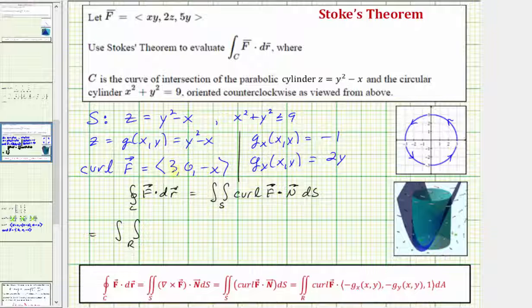So if any of the components of the curl of f had a z in it, we'd have to substitute y squared minus x for z. Notice in this case, though, we don't. So the curl of f is angle bracket 3, comma 0, comma negative x. And then we have dot angle bracket, the opposite of the partial of g with respect to x, which would be positive 1, comma, the opposite of the partial of g with respect to y, which would be negative 2y, comma, 1, angle bracket, differential a. Let's go to the next slide and find this dot product.